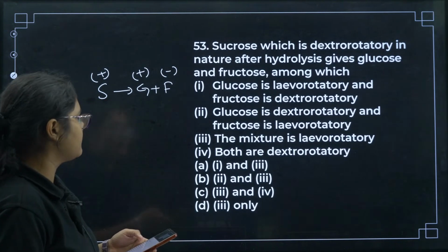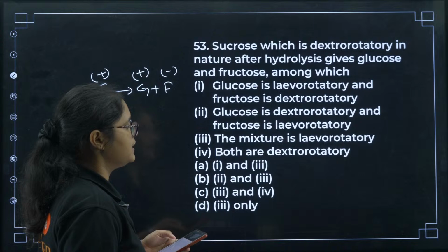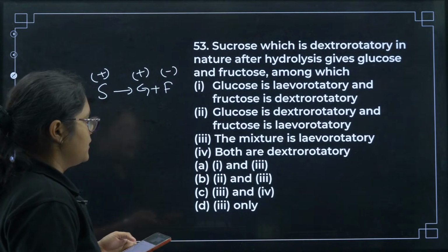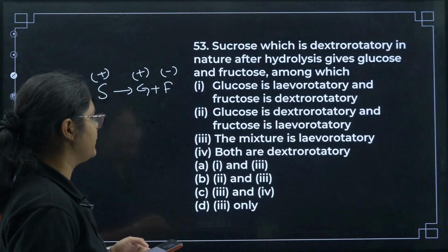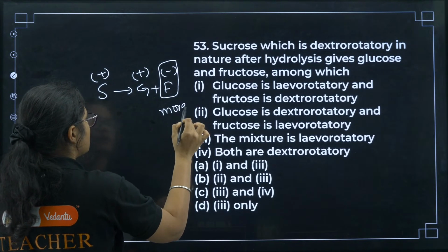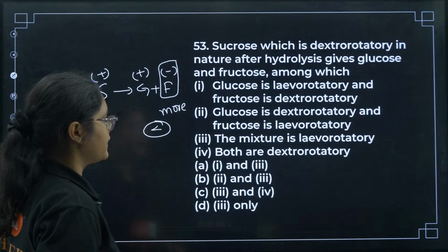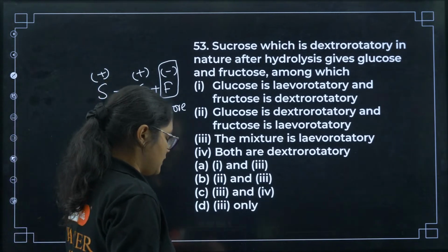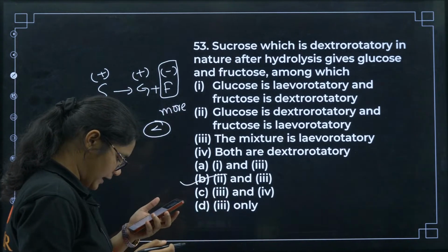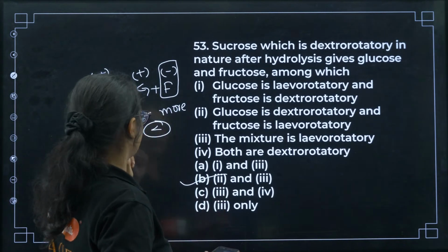Glucose is levorotatory and fructose is dextrorotatory. Glucose is dextrorotatory and fructose is levorotatory. The mixture is levorotatory, both are dextrorotatory. Okay, so now you remember that the levorotation of fructose is more. So what happens, overall the mixture is also levorotatory. So what can be the correct statement here? I think it has to be 53B, 2 and 3. Yes, 2 and 3 is correct, absolutely.